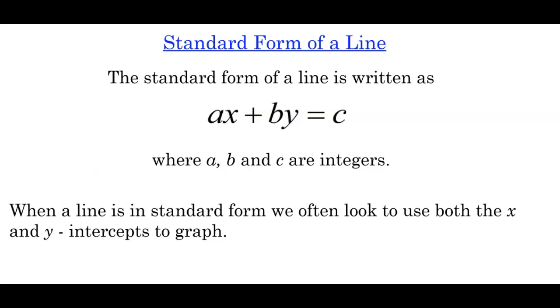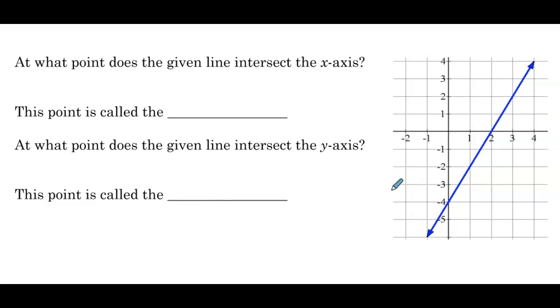So we need to talk about what the x and the y intercepts are. We'll do that by looking at a graph. So here we have the graph of a line. Our first question, at what point does the given line intersect the x-axis? We see that the blue line intersects the x-axis, which is our horizontal axis, at the point 2, 0. So our point is 2, 0, and we call this point the x-intercept. It's the point where the linear equation intercepts the x-axis.